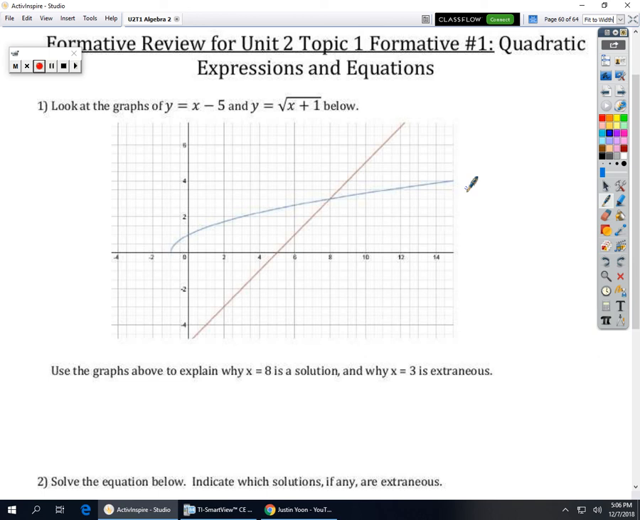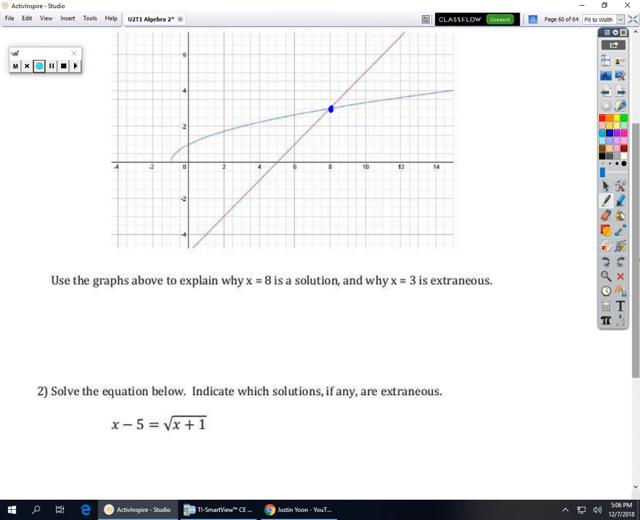So use the graphs above to explain why x equals 8 is a solution and why x equals 3 is extraneous. So if we take a look at the x-axis, you see at 8, the graphs cross here. And at 3, there is no intersection going on. So if you got both of these, 8 would be the solution because that's where it crosses. And 3 is not.